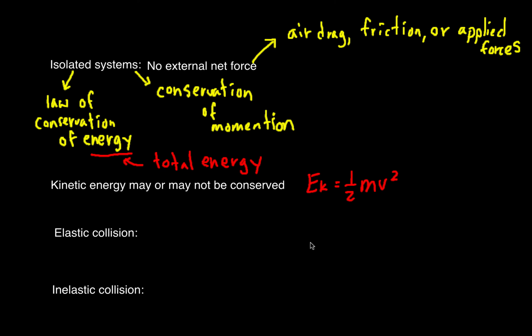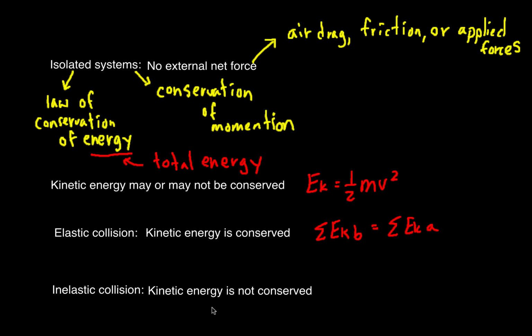An elastic collision is one where the kinetic energy is conserved. This means the sum of the kinetic energies before a collision is equal to the sum of the kinetic energies after the collision for an elastic collision. An inelastic collision is one where the kinetic energy is not conserved. Some of the kinetic energy may be lost as it's transformed to other energy forms during the collision. This means the sum of the kinetic energies before a collision is not equal to the sum of the kinetic energies after a collision in the inelastic collision.